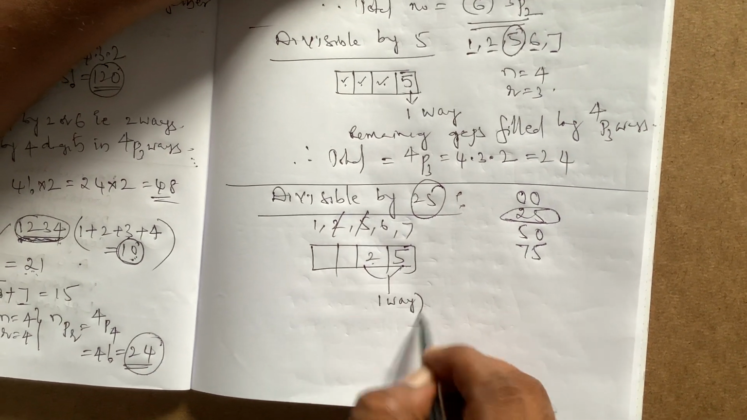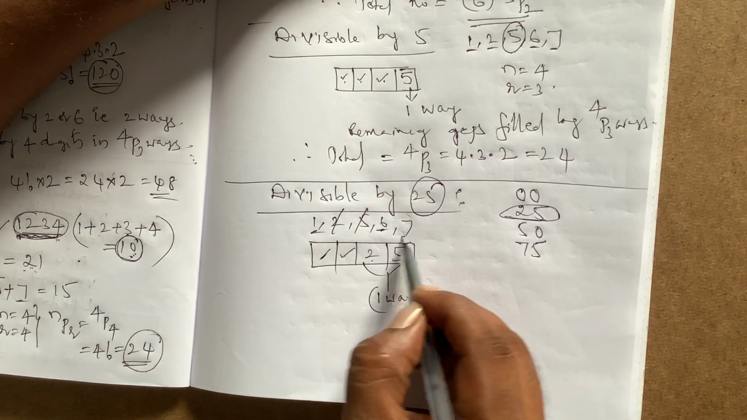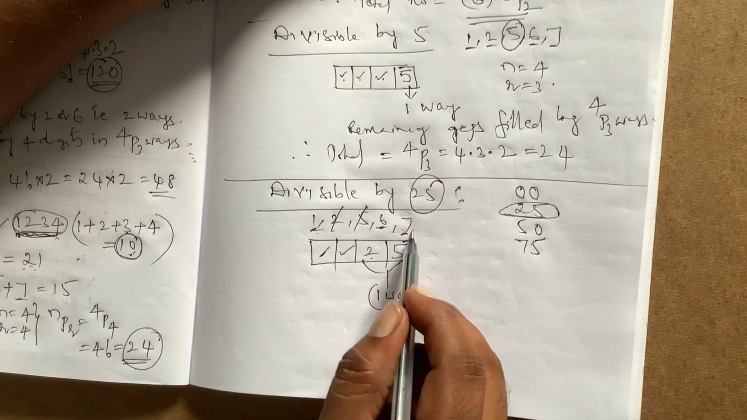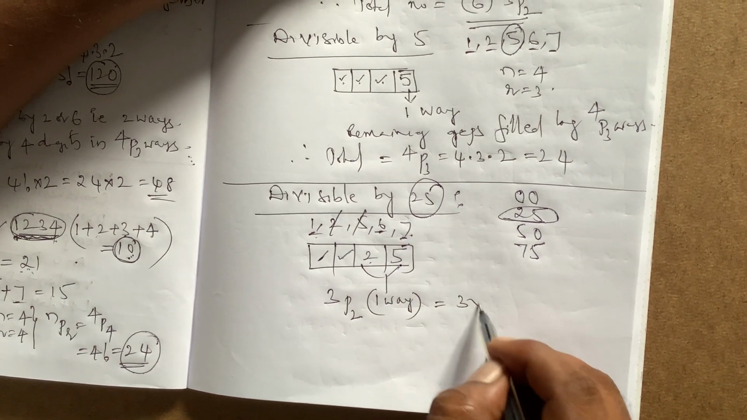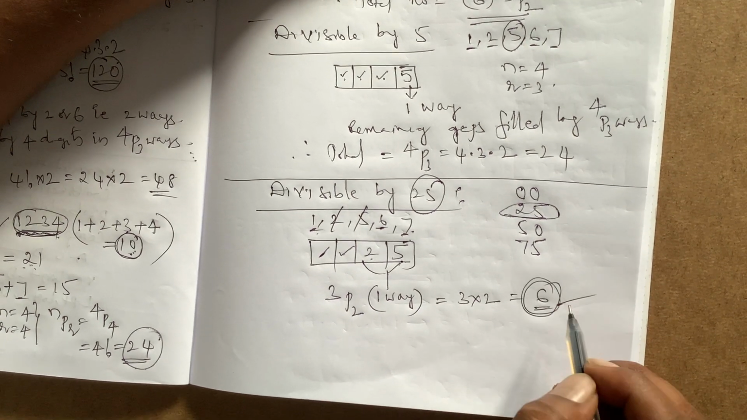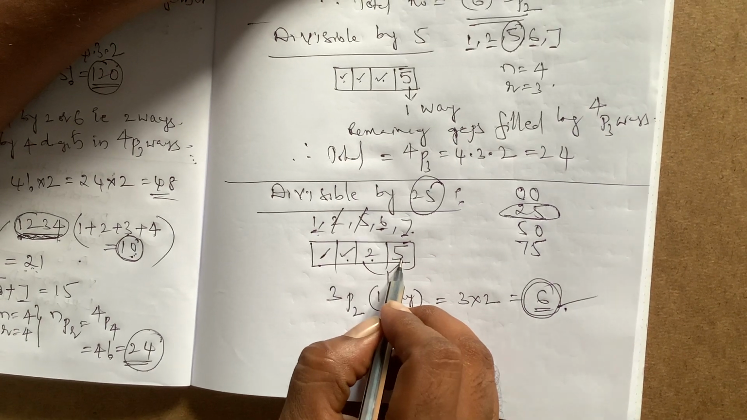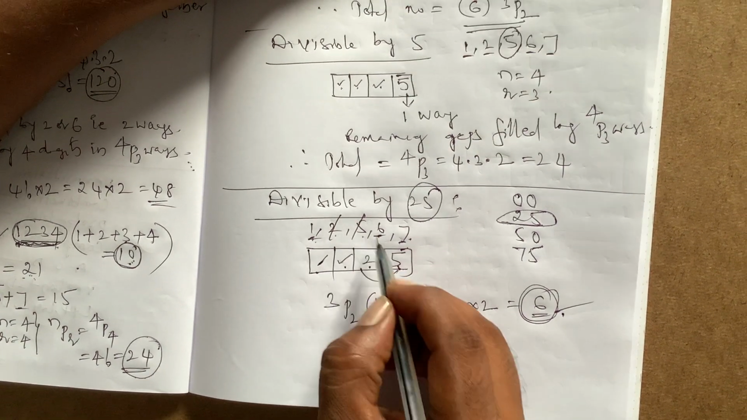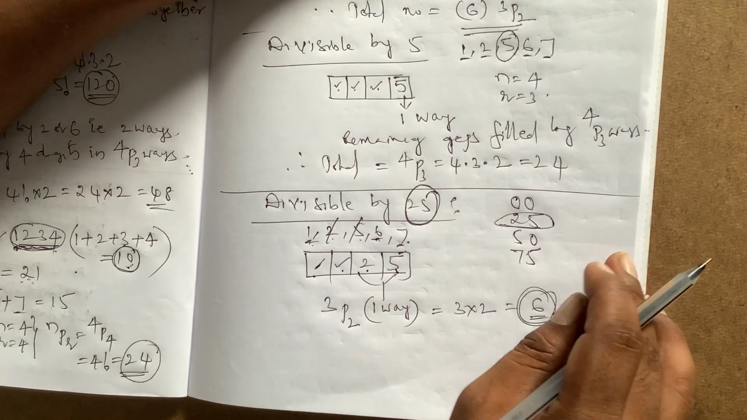Work is not completed. The remaining two gaps are there, and 3 digits are there. 3 digits in 2 gaps in 3P2 ways, which is equal to 3 into 2, which is equal to 6. So 6 numbers are there, the 4-digit numbers which are formed by 1, 2, 5, 6, 7 that are divisible by 25.